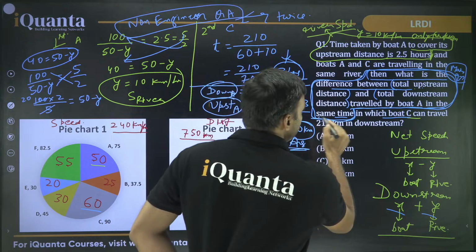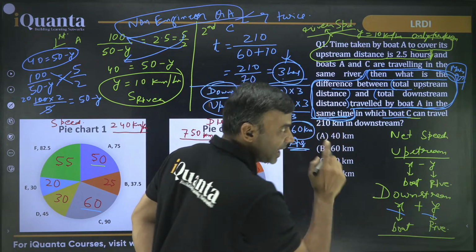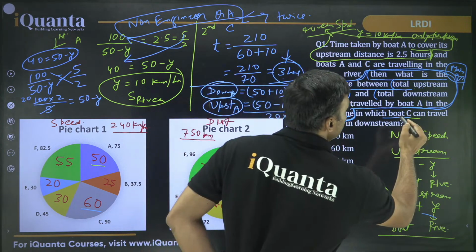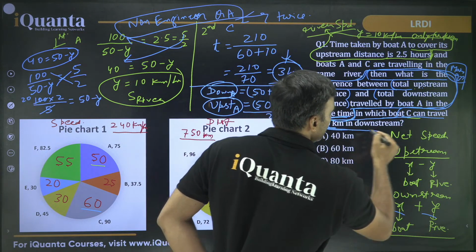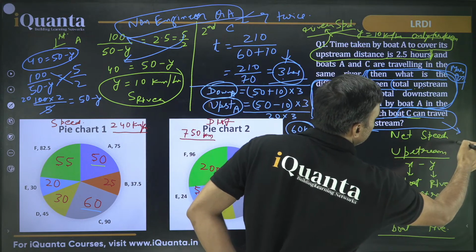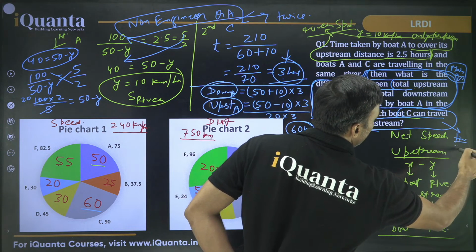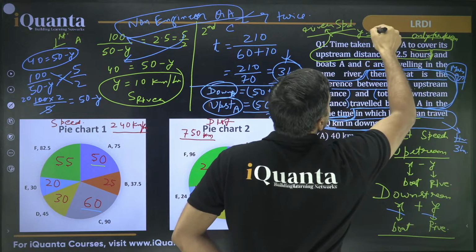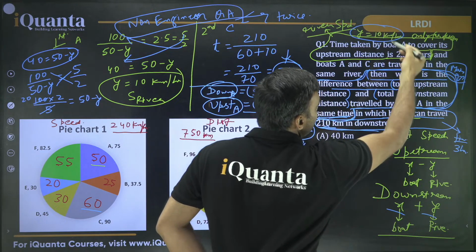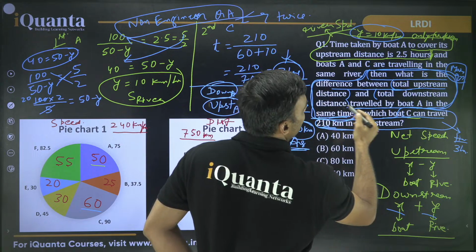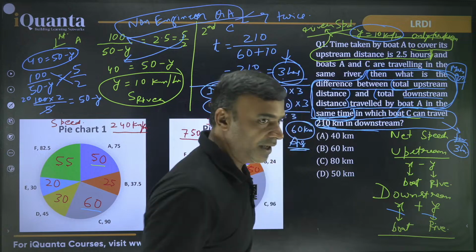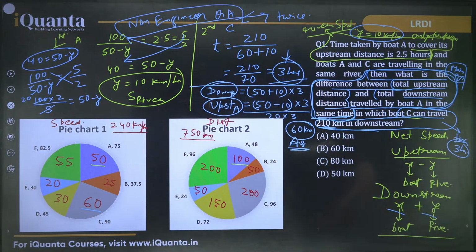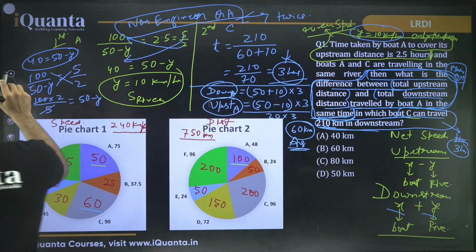Now this time, what is this time? That is given here: C can travel 210 kilometers. So this is the third part. From here you find the time. That time we got 3 hours. From here we found the speed of the river, and then we found the upstream distance traveled by A and the downstream distance traveled by A in this much time. Okay? Whatever the question was saying, we used it. Okay, let's take it to the next question.